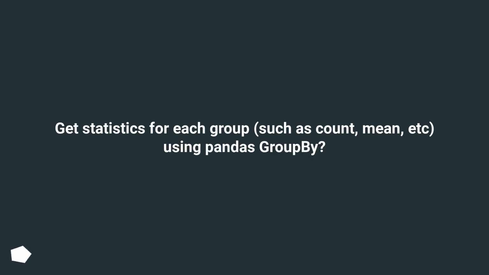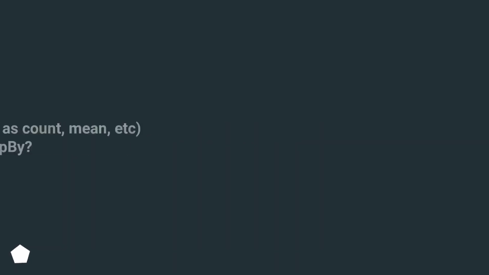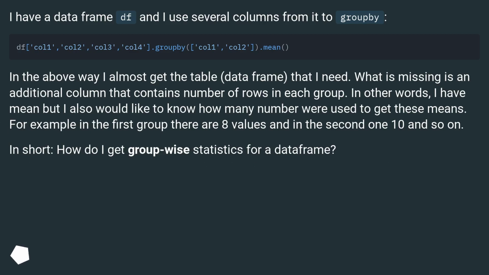Get statistics for each group, such as count, mean, etc., using pandas groupby. I have a data frame df and I use several columns from it to group by. In the above way I almost get the table, data frame, that I need. What is missing is an additional column that contains the number of rows in each group.